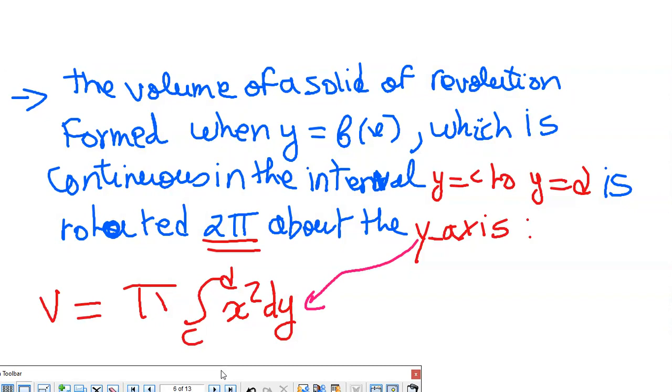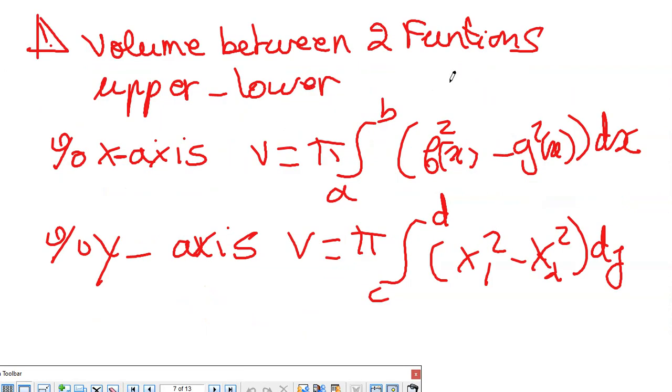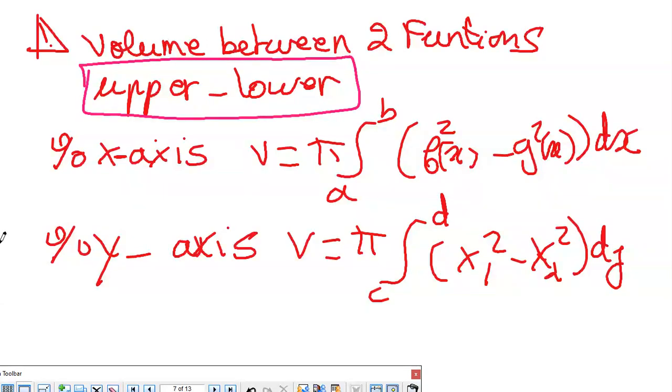X squared dy. And if I need to find the volume between two functions, it's like the area: we find the integral of the upper minus the lower boundary. So if it's with respect to x, it's pi integral between a and b of f squared x minus g squared x, where f of x is above g of x. So it's f squared of x minus g squared of x dx. And with respect to the y-axis, it's pi integral between c and d of x1 squared minus x2 squared dy.